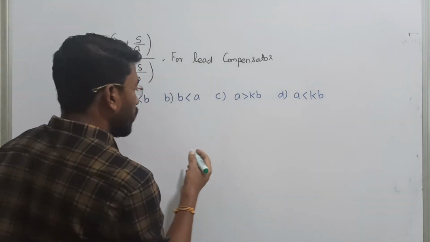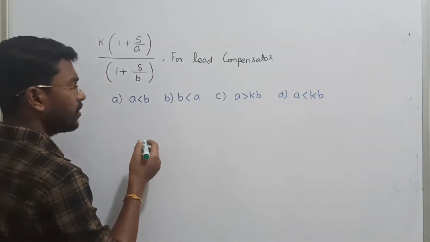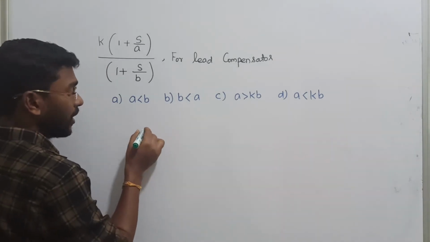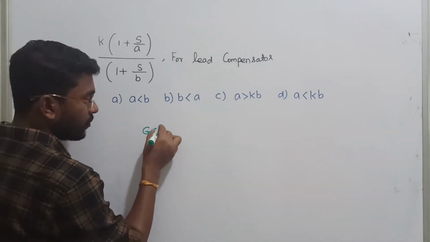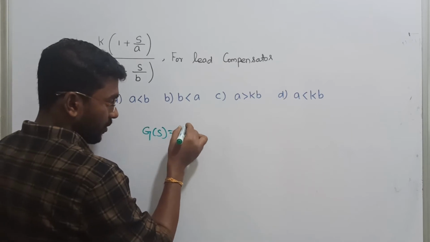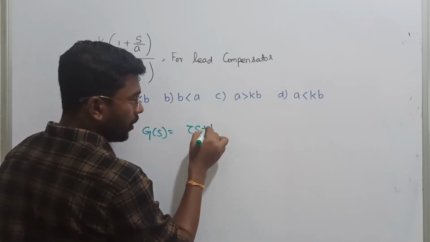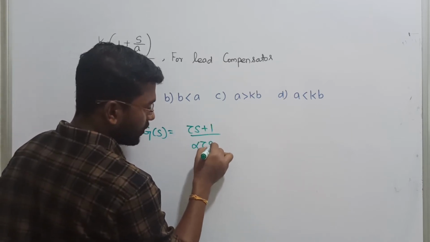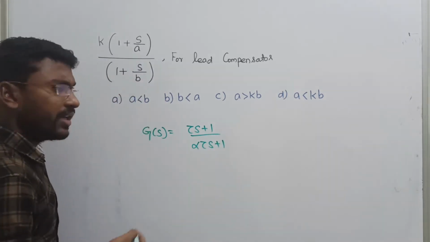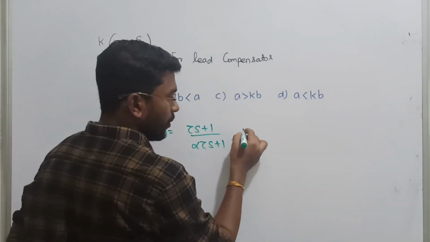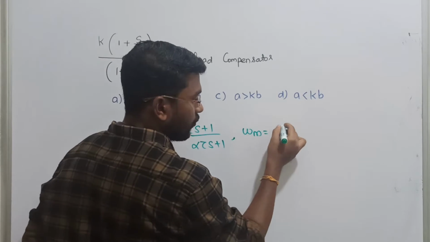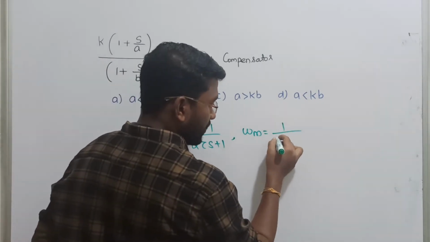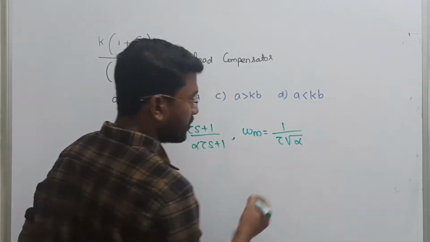Whenever we are looking at control system design, that is controllers and compensators, in our compensators the general transfer function can be written as (tau s plus 1) upon alpha times (tau s plus 1). That we know, right? That is the general representation. Second, just remember the maximum frequency formula, that is 1 upon tau into root of alpha. That is the second one.